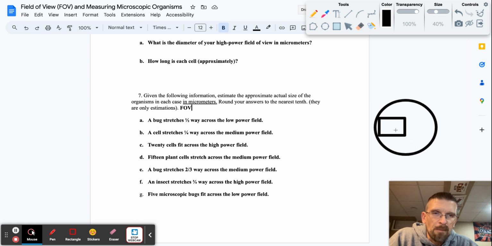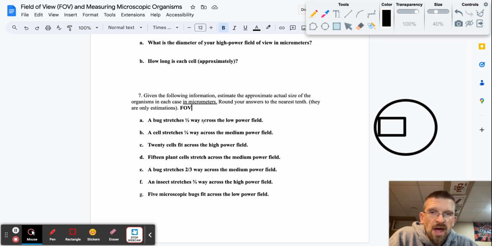So if we're trying to estimate how big this is, for a lot of you, it may be easier to draw a little picture, a little sketch to kind of simulate what we're doing. But I think this image is a lot easier to see. Okay, the bug stretches halfway across. That means 2 of them would fit across the middle. And so I'm going to take my field of view, in this case, the low power field, so look above in question 5. And then you're going to divide it by how many fit across the center. So this case would be 2. So you take the number divided by 2, and there you go. That's your estimate.